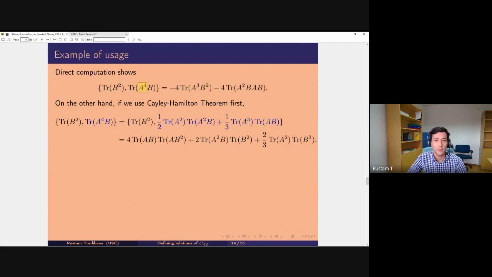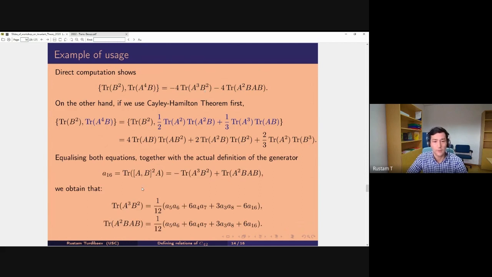But if you see here, this is degree 4, so we're in 4x4 matrices. We can use for this expression the Cayley-Hamilton theorem, and then compute the bracket once again. So now we have two expressions, this one and this one, and also one of our generators that is actually involving these two traces is there. So by solving these two equations with two unknowns, we get the value of these two traces. So this is one of the methods that we employ.